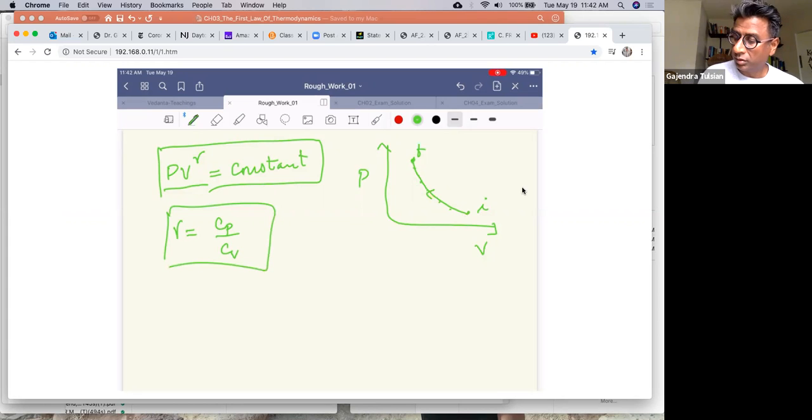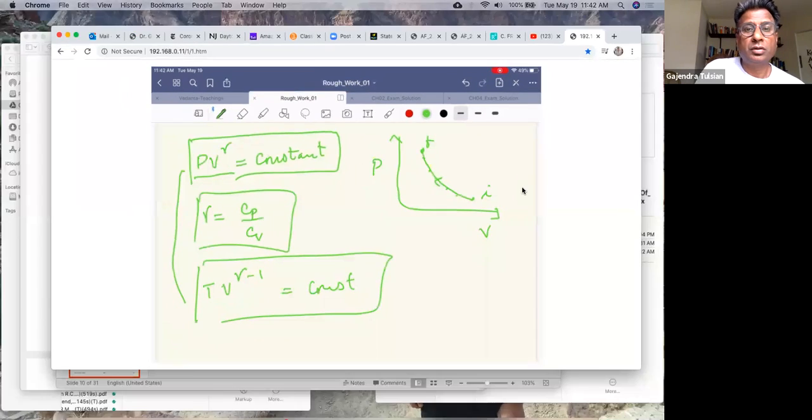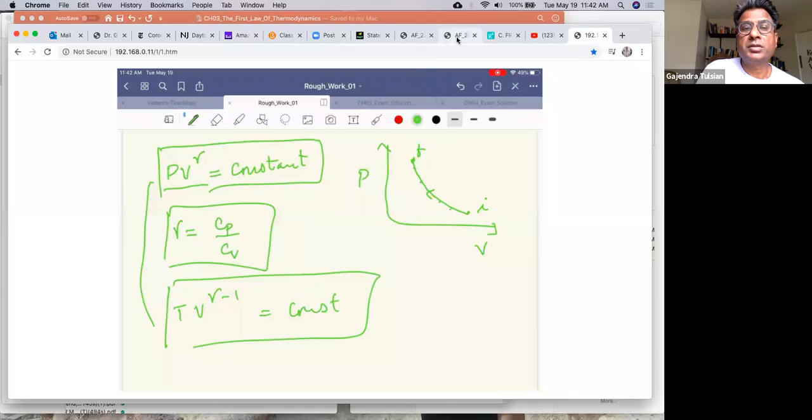You can also show that TV to the power of gamma minus 1 is constant. Okay, so these two relationships are related. So for an adiabatic process, PV to the power of gamma is constant and TV to the power of gamma minus 1 is constant as well. All right, so that was the adiabatic process.